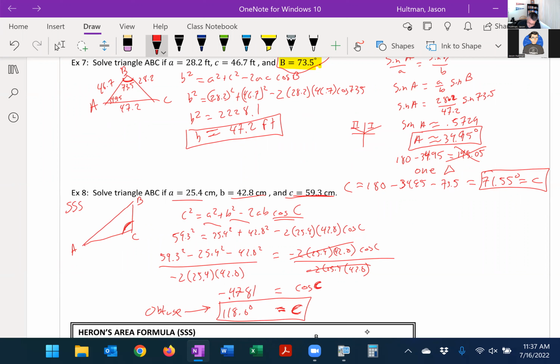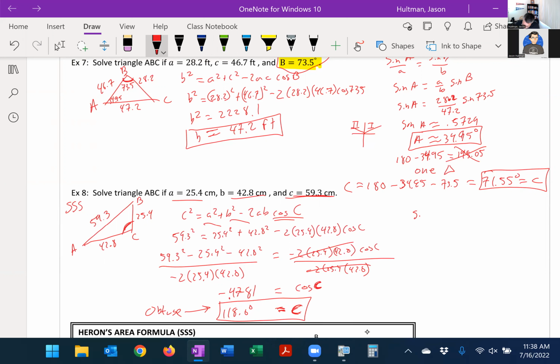So this is 59.3. This was 25.4. And B is 42.8. So angle A should be opposite the smallest side, so angle A should be the smallest angle, and angle B should be the middle angle. So that's good. Okay, so let's solve for angle A now. Let's solve for the smallest angle.